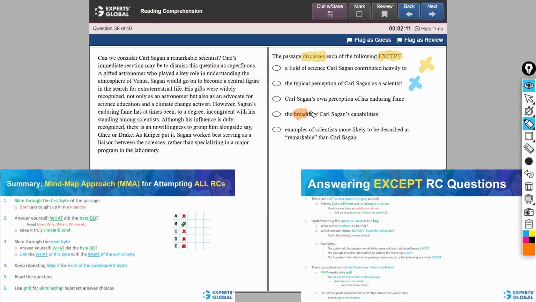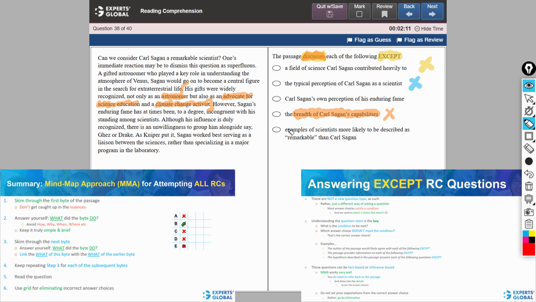The breadth of our scientist's capabilities have been very well discussed in this long sentence, suggesting that he was not just an astronomer, but also an advocate for science education and a climate change activist. So this point has been very well discussed in the passage. Therefore, this answer choice can be very comfortably eliminated.